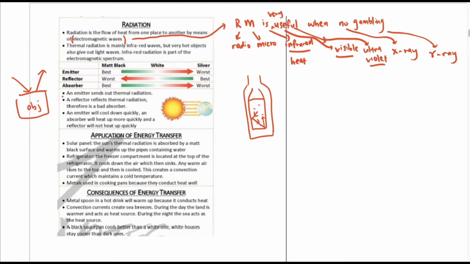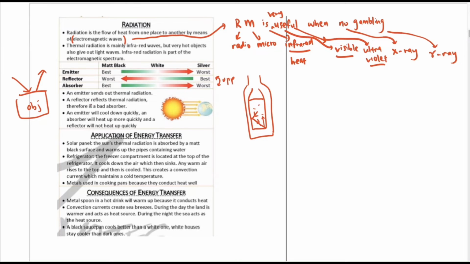Okay, we look at this point. An emitter sends out thermal radiations. A reflector reflects thermal radiations, therefore is a bad absorber. So you see these two are opposite. If it's the best absorber, then it's the worst reflector. If it is the best reflector, then it's the worst absorber, and the other way around.